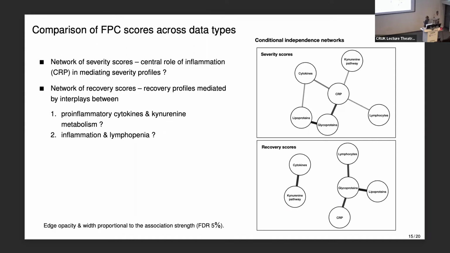And what they suggested here is that CRP may indeed be a central mediator of these severity profiles, or at least its scores are directly associated with the scores from all other data types, or almost all other data types. And if we look at the network of recovery scores, it suggests that recovery profiles are mediated by interplays between inflammatory cytokines and metabolites from the kynurenine pathway, but also between inflammation and lymphopenia. So lymphopenia is when you have low levels of lymphocytes. And this was also very plausible from a biological perspective.